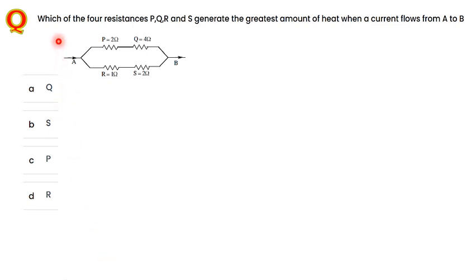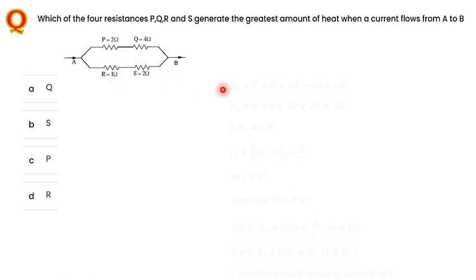Next question here is, which of the four resistances P, Q, R and S generates greatest amount of heat when current flows from A to B? See, in this case you just remember here, P and Q are connected in series. In this case, the potential difference across P and Q only varies. The equivalent resistance here is P plus Q. Similarly here is R plus S. But this PQ and RS are connected in parallel. Parallel connection, current differs, but potential voltage is same.